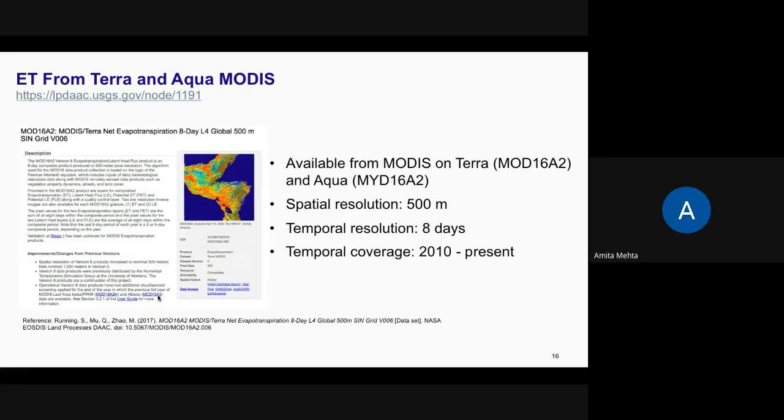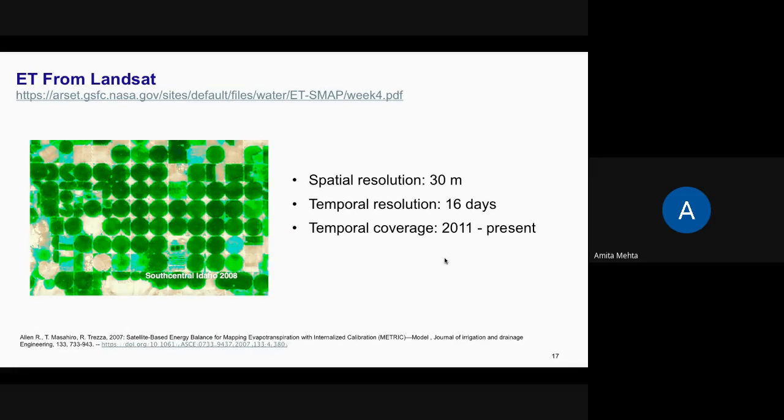Then moving on to evapotranspiration. So there are 3 different products that can be used at different resolutions. So one is from MODIS. MODIS-based data, these are standard products available at 500 meters every 8 days. And production started in 2010. So about 10 years of data are there based on MODIS.